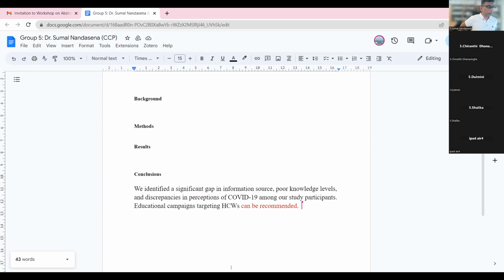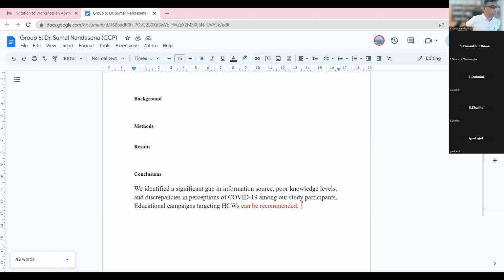Right. Shall we go to the results? We'll keep it like that. Now, as Professor Tarek said, the conclusion is that we identify a significant gap in information sources, poor knowledge levels, and discrepancies in perception of COVID-19 among our study participants. Now we have to find results proving that particular conclusion, like the significant gap in information source.